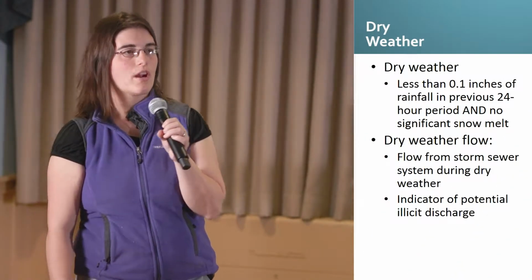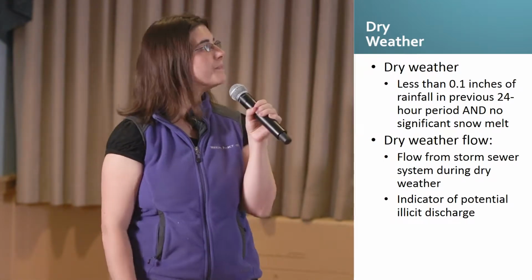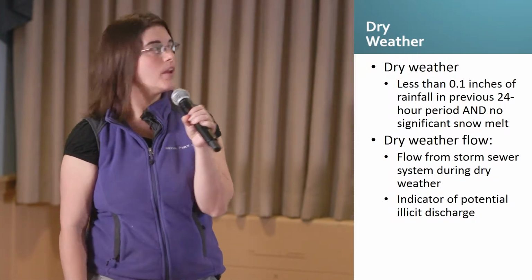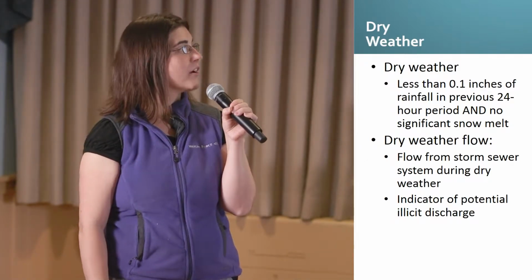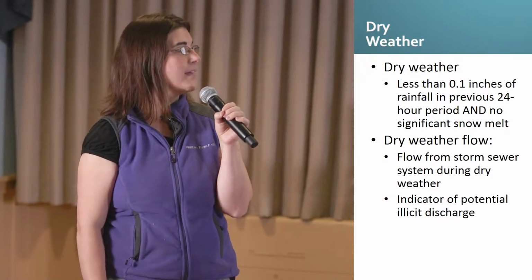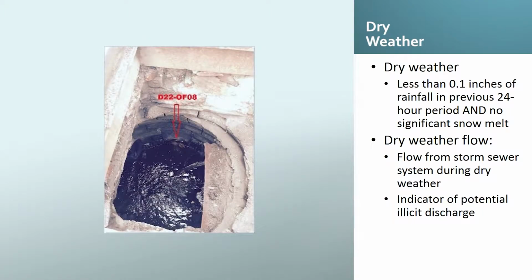So we're going to talk about dry weather screening and the sampling procedures. So what is dry weather? Dry weather is less than 1/10 of an inch of rainfall occurring in a previous 24-hour period and no significant snowmelt. This is important to know because you want to make sure when you conduct your dry weather inspections, it's actually dry weather. You don't want to be conducting them after a big significant period of snowmelt, because that snowmelt will be considered stormwater and it won't be dry conditions.